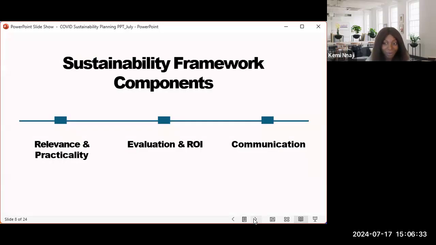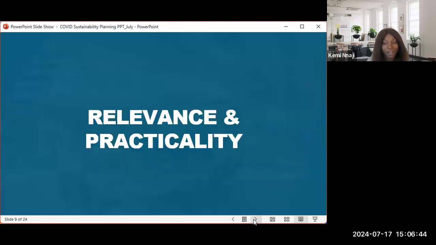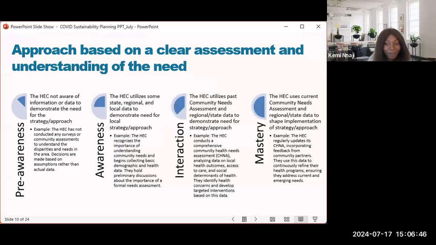All right, so today we'll be going over relevance and practicality, evaluation and return on investment, and communication. Starting with relevance and practicality.